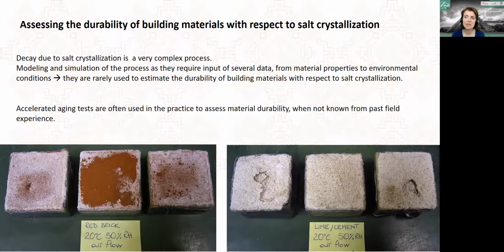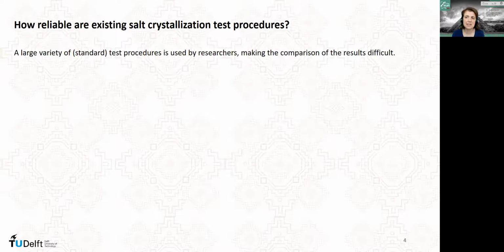There are models, they exist, they are also quite well developed. We use them in the TC, but in the field of conservation and construction, these are rarely used. More often, in order to assess the durability of materials with respect to salt crystallization, when this is not known from past experience, laboratories use accelerated aging tests. And there are several procedures for accelerated tests.